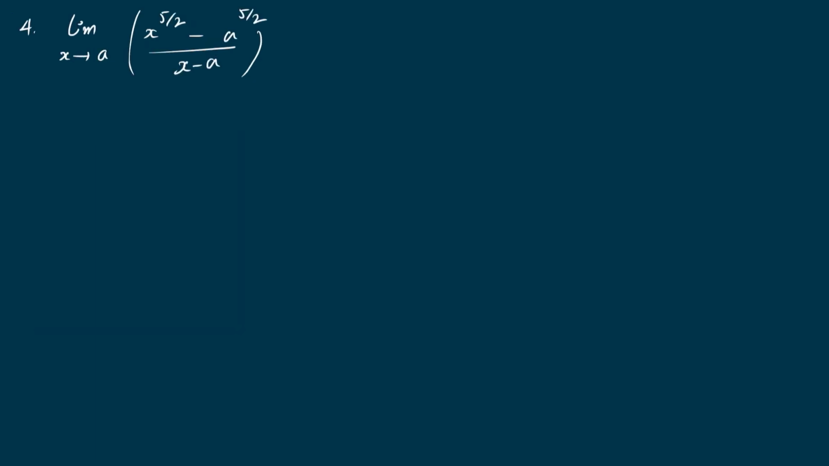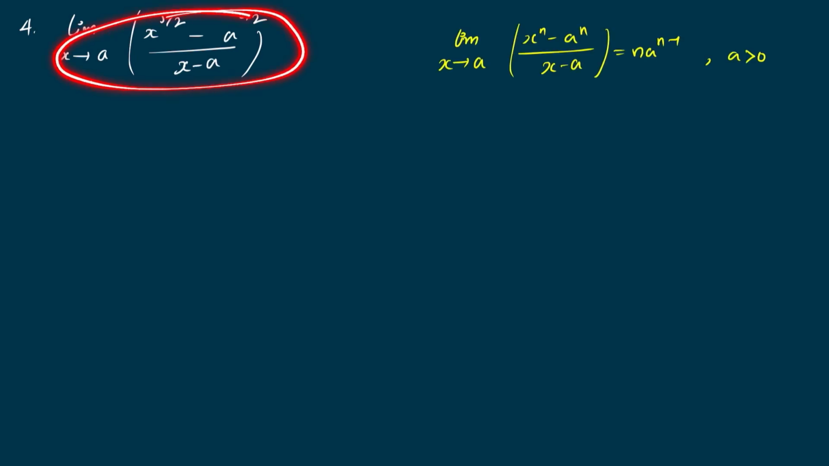Next, we have this question: limit x tends to a, x to the power 5 by 2 minus a to the power 5 by 2, divided by x minus a. Now here, we cannot put the value of x as a in both numerator and denominator because it will be undefined, so we will try to look at it another way. Since we have this formula, if I compare this question with this formula, then it is matching.